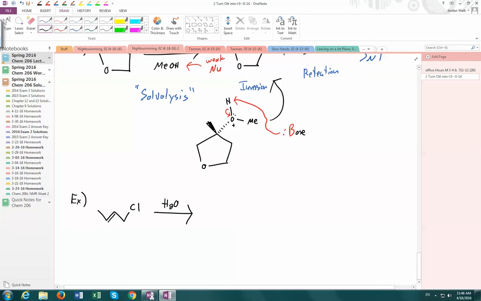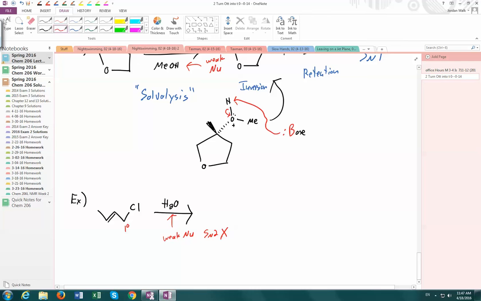So we always want to try SN2 first. So what kind of carbon do we have? That's a primary, right? Can we do SN2? Sure. What about our solvent? Is it strong or weak? Yeah, so we've got a weak nucleophile. Can we do SN2? No, that is no good. We'll put an X next to SN2.